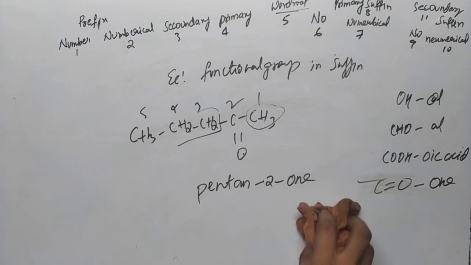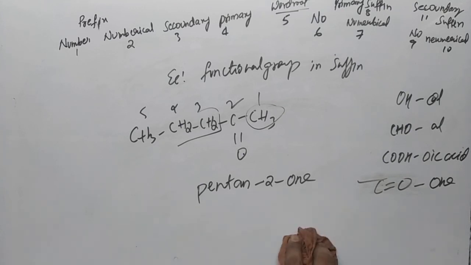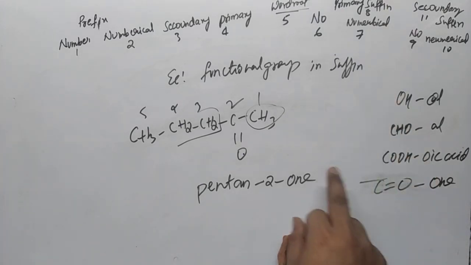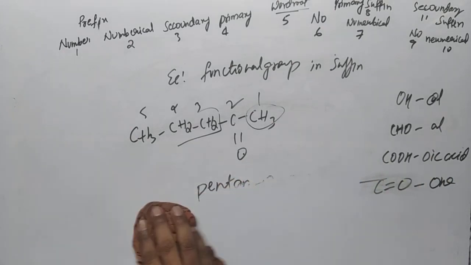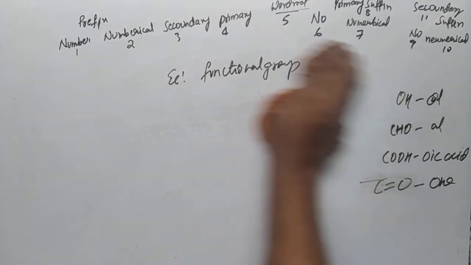So I have covered all the secondary suffixes. There are 4 important ones: alcohol, aldehydes, carboxylic acid and ketone. These are the functional groups which are very important in the suffix.